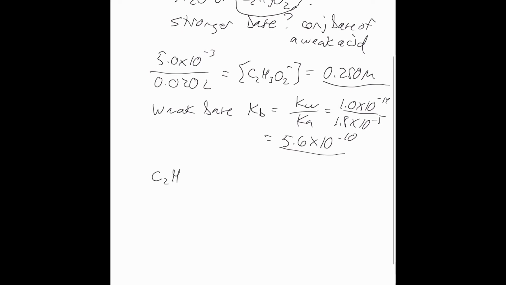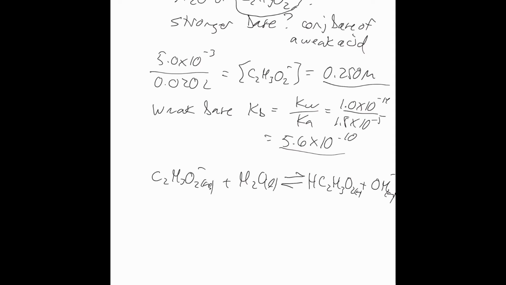Okay, let's set up our equilibrium. So we have C2H3O2 minus. We also have water, which is always the solvent. Okay, so that's a Kb reaction. It's 5.6 times 10 to the minus 10. That's definitely an equilibrium, and then we're going to generate the conjugate acid, which is HC2H3O2 plus OH minus. Those are both aqueous.